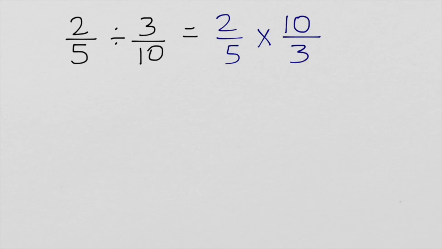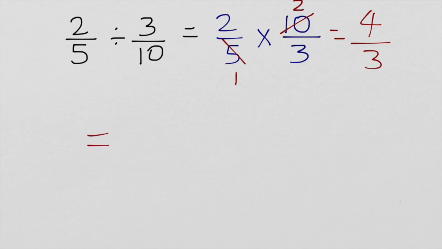Then, the next thing I need to do is, can I simplify these fractions before I multiply? Can we cross cancel? And I think yes. 2 and 3 we can't, but the 5 and 10, yes we can. So 5's into 5 goes once, 5's into 10 goes twice. Then we can just multiply the top and the bottom. 2 times 2 equals 4, 1 times 3 equals 3. So I get an answer of 4/3.